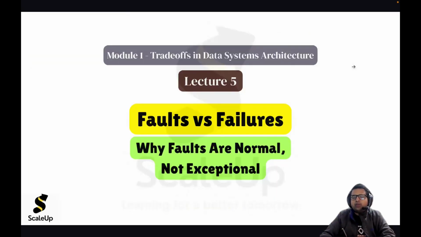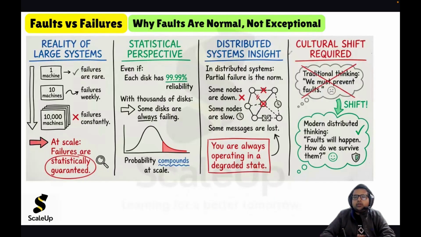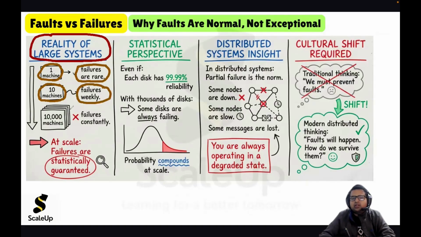Why are faults normal, not exceptional? If we talk about the reality of large systems, if you are dealing with just one machine, the failures might be very rare because you are using a very small system. But if you are using 10 machines, then you will get weekly failures, like failures every week. And if you're using 10,000 machines, here you can consider them as nodes as well, then you will see failures constantly.